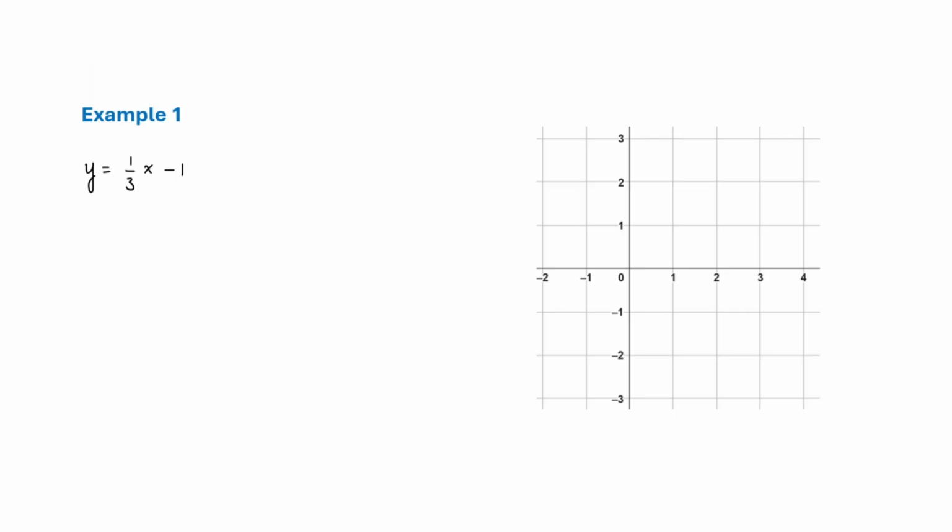Now let's apply this to the first example. Plot the graph of y is equal to 1/3 x minus 1. The equation is already written with y as the subject in the form y is equal to mx plus c, so we can identify the y-intercept and the gradient directly. Let's start with the y-intercept.